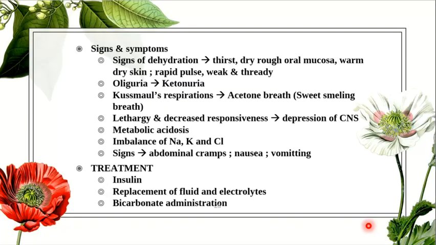what are the signs and symptoms? Signs of dehydration will appear. There will be thirst, dry rough oral mucosa, warm dry skin, rapid pulse, weak and thready pulse you will see. There will be oliguria and decreased urination, and it will be sweet smelling, so ketonuria. There will be Kussmaul respiration. What I mean by Kussmaul respiration is acetone breath. So acetone breath is a sweet smelling breath. Everything about DKA is sweet. Okay, the breath that the patient is taking is sweet smelling. The urine that you will get will be smelling like fruits or something. That is also helping to diagnose.